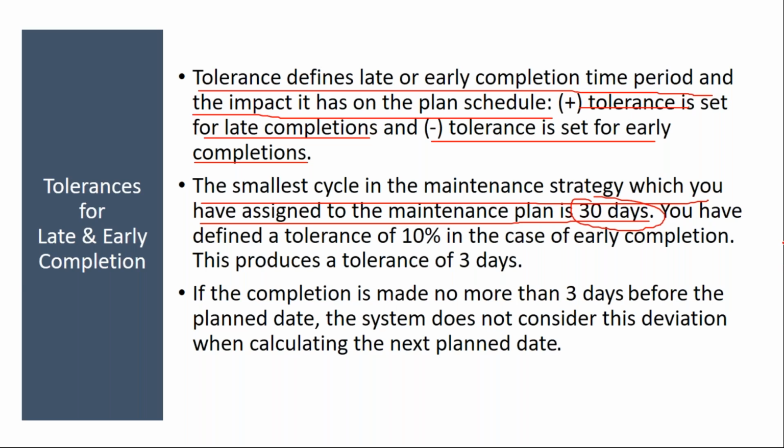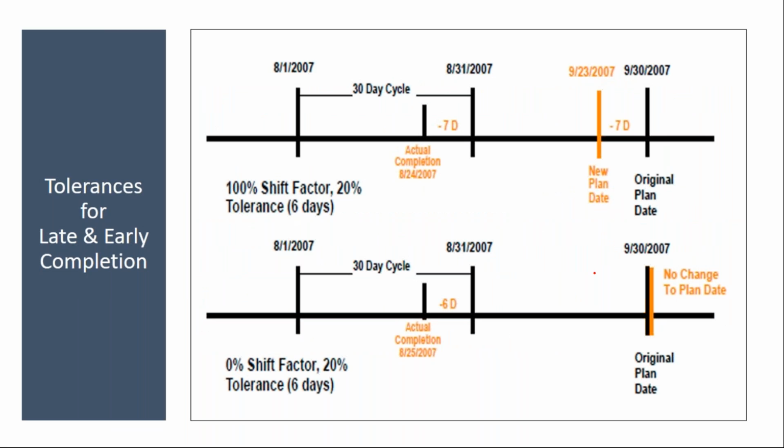Now you have defined a tolerance of 10% in case of early completion. Then this produces a tolerance of 3 days. So if your activity is completed not more than 3 days early, then the system will not do any shifting. Suppose if you see this, you will understand.